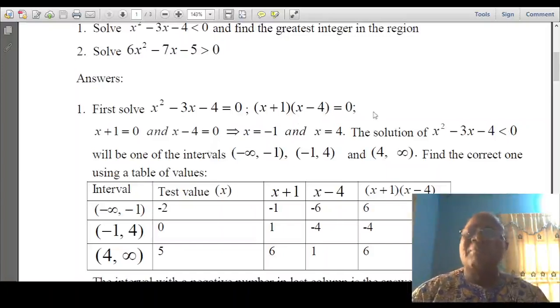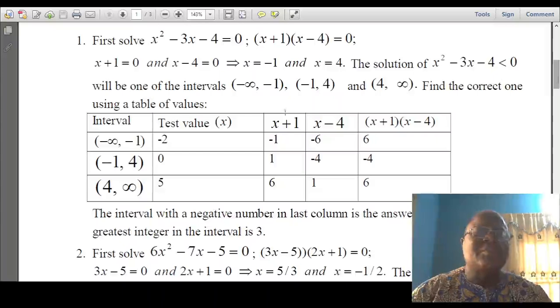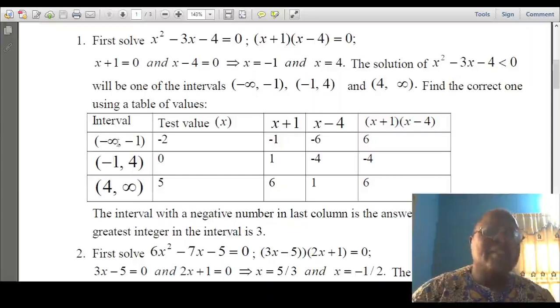So we have to make a simple table that will show us the solution. This table is made up of how many columns here? First column, second one, third one, fourth one, and fifth column. For the first column with the heading interval, you have to line up those intervals. That is minus infinity and minus 1, minus 1 and 4, and 4 and infinity.